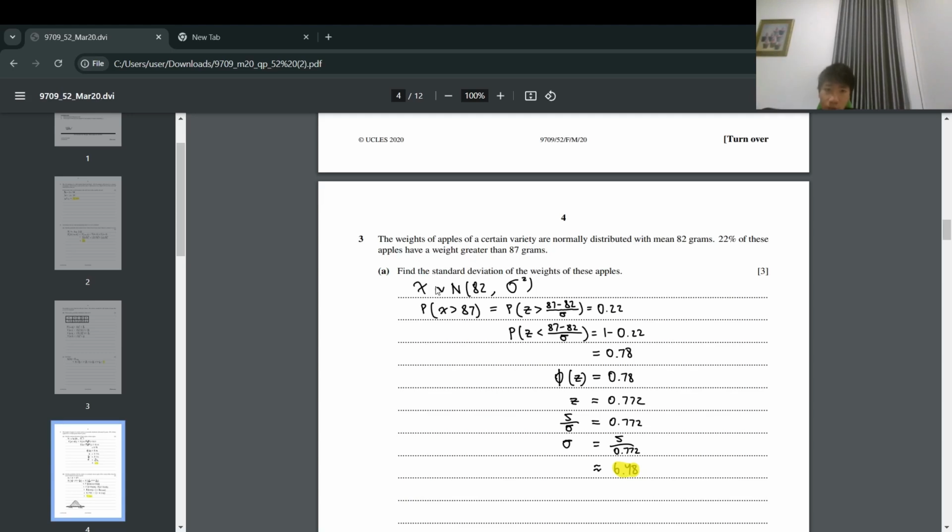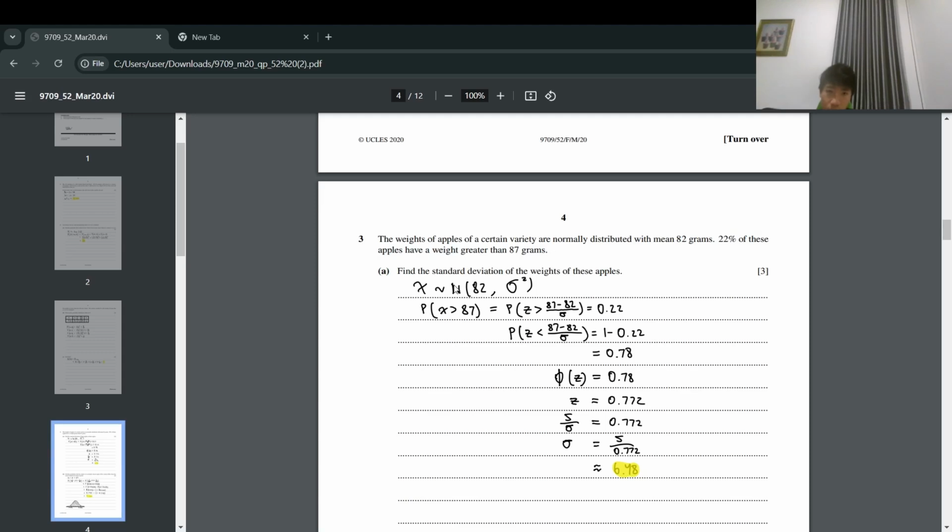Okay, as it is a normal distribution, so here we have X normally distributed with the mean and then the variance, which is standard deviation to the power of 2. But we haven't found the standard deviation yet, so we cannot find the variance. To find the standard deviation, we only have this data here to help us, and also this data.